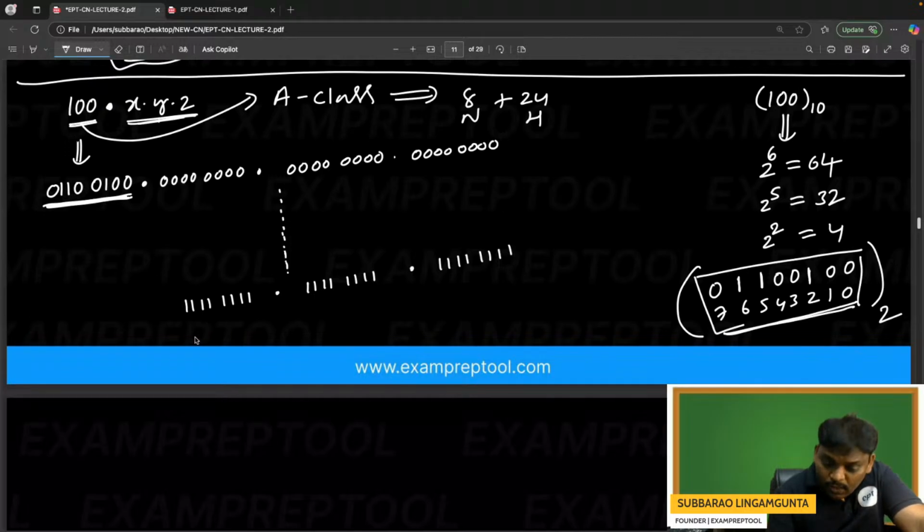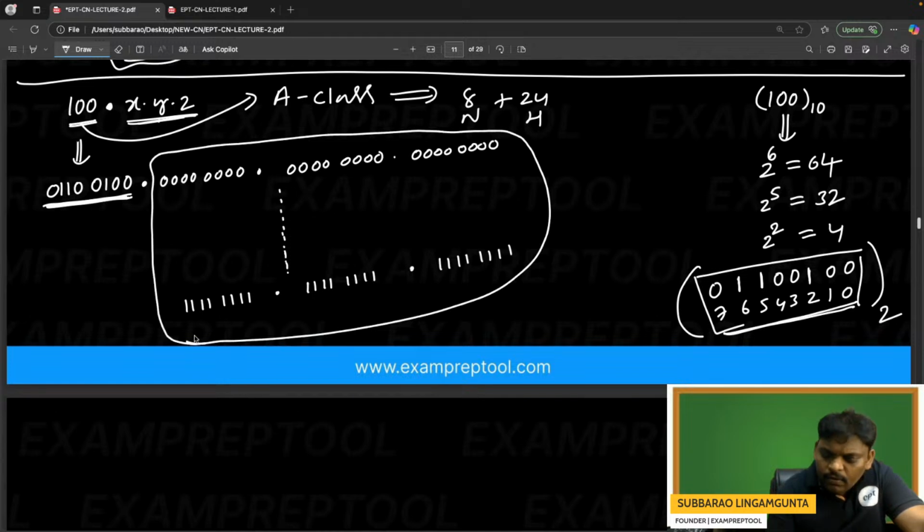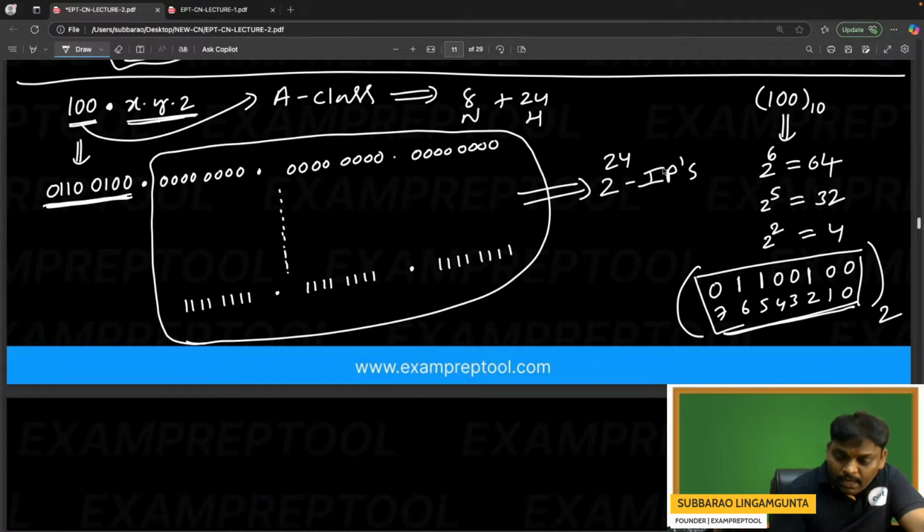Now observe here. What I mean to say is that one class A network has 2 power 24 IPs possible. Remember, I am saying one class A network, that class A is this one, 100. The network part is 100, and this is fixed. So how many networks does class A have?